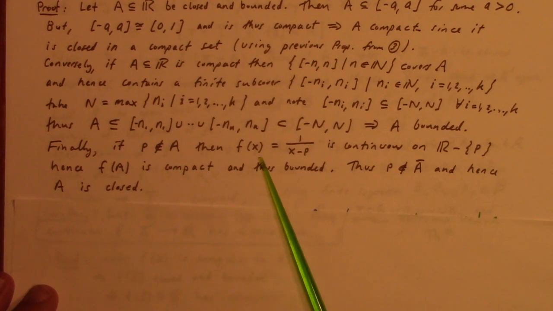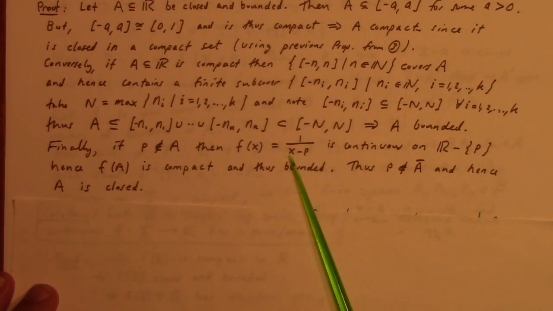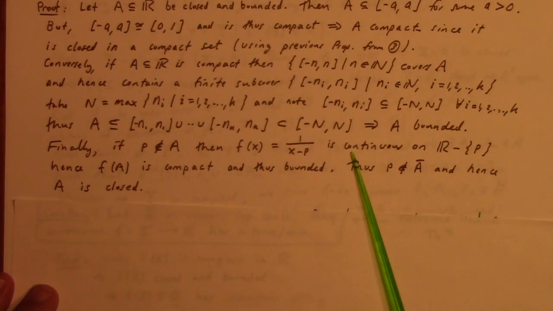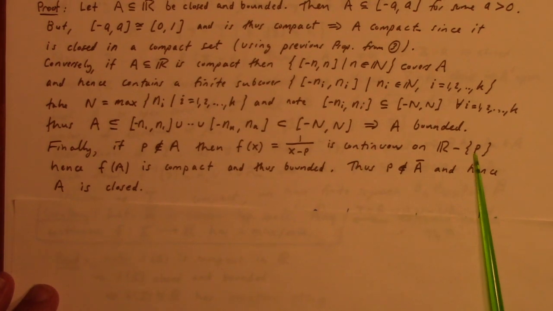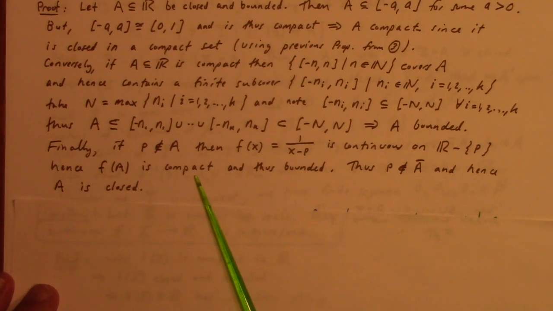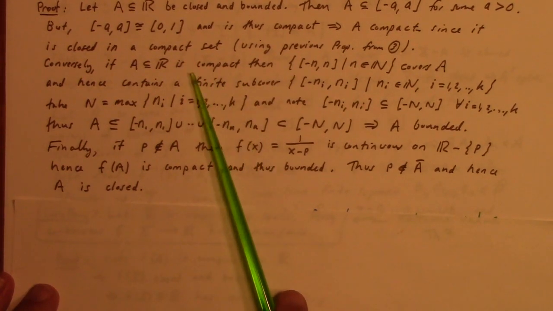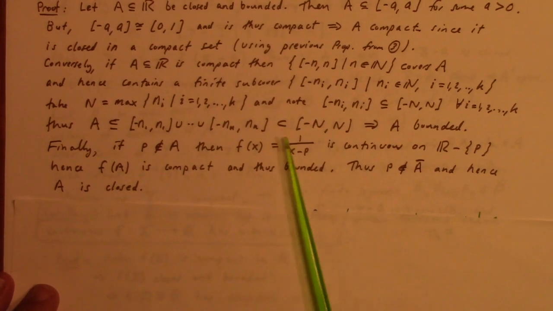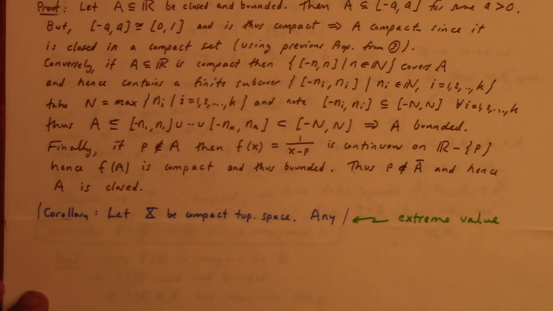Well, anyway, if P is not an element of A, then certainly f of x equals 1 over x minus P is continuous on the reals with P removed. Hence, f of A is compact, because the continuous image of compact is compact, and thus bounded. Thus, P is not an element of the closure of A, and hence A is closed. Oh, okay, I see. I'm sorry. We need to prove A is closed. I got sucked in. I lost track. We proved it's bounded, but we hadn't proved it's closed yet, so this little argument here proves A is closed. Lovely.